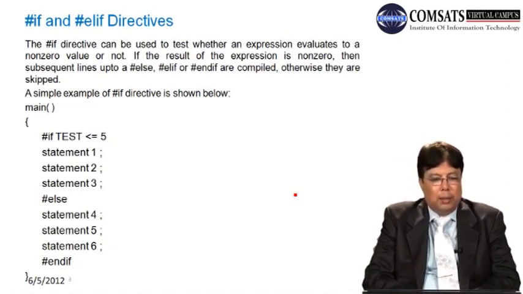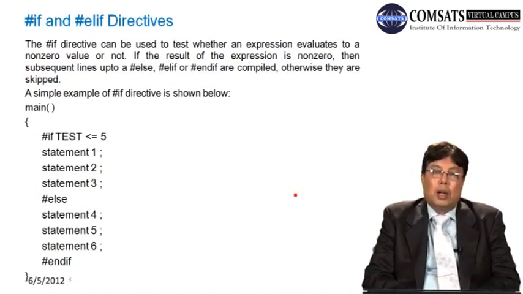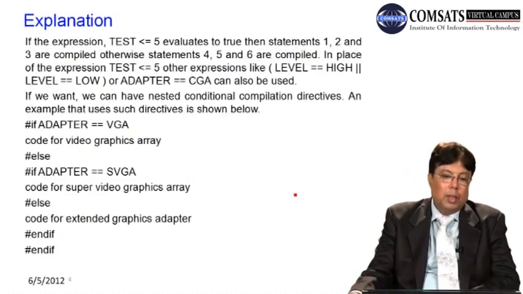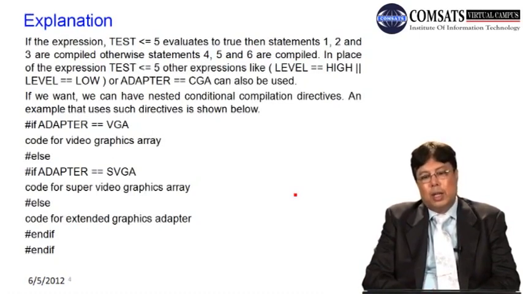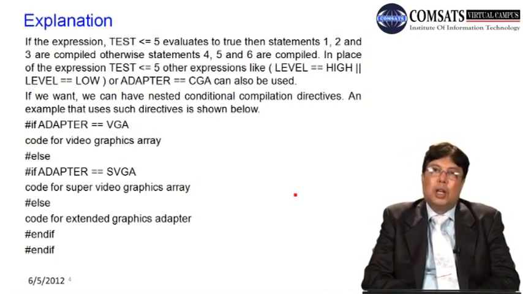We can take an example here. If test is less than or equal to 5, meaning it results in a non-zero value, meaning it results in true, then statements 1, 2 and 3. But if it is not less than that, then it should compile statements 4, 5 and 6. So if the expression test is less than or equal to 5 evaluates to true, statements 1, 2 and 3 are compiled, otherwise statements 4, 5 and 6 are compiled.